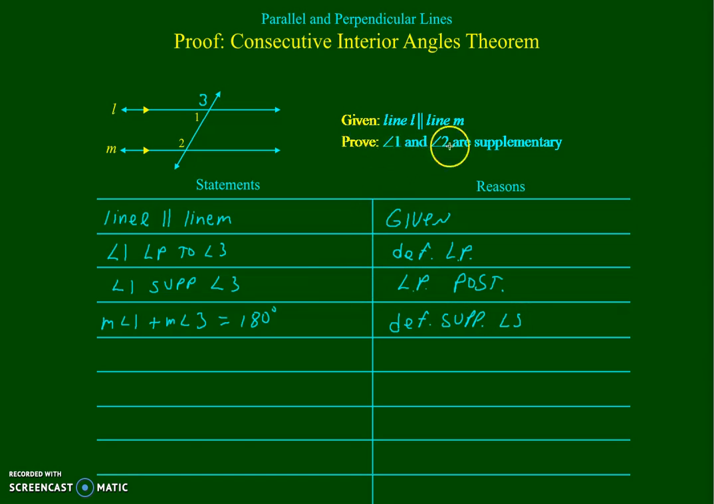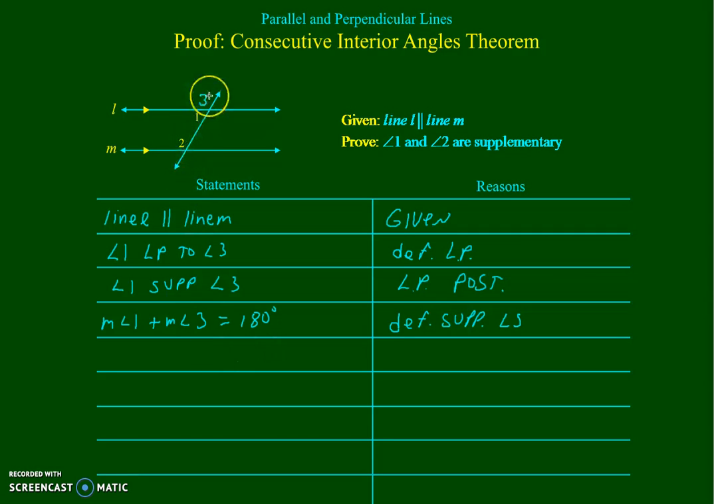Now, we have to get a linkage between angle 1 and angle 2. And clearly, angle 3 is going to be the key, because angle 1 is related to 3 because they're a linear pair. Angle 3 is related to angle 2. And why? Because they're corresponding angles, and corresponding angles are congruent when two parallel lines are cut by a transversal. So our next logical statement then is that angle 2 is congruent to angle 3. That creates the linkage to get us from angle 1 plus angle 3 is 180 to angle 1 plus angle 2 is equal to 180.